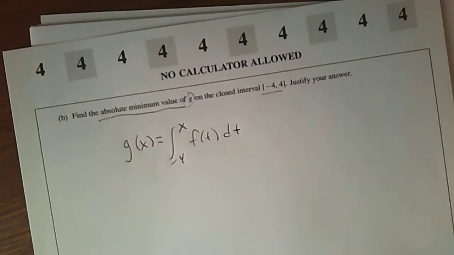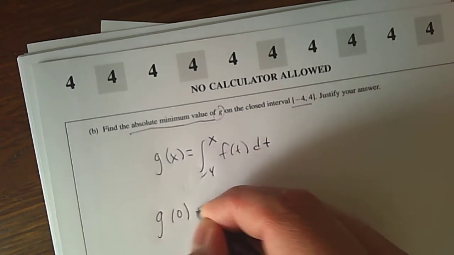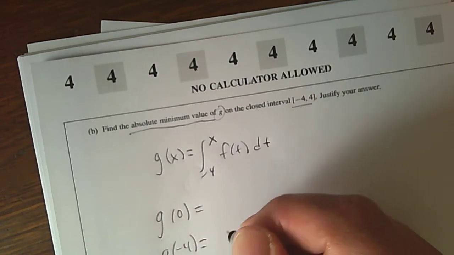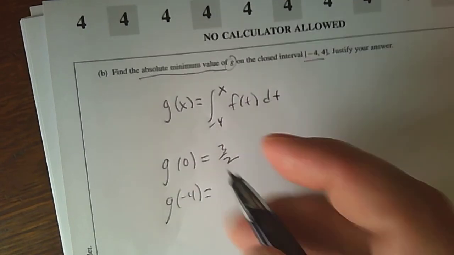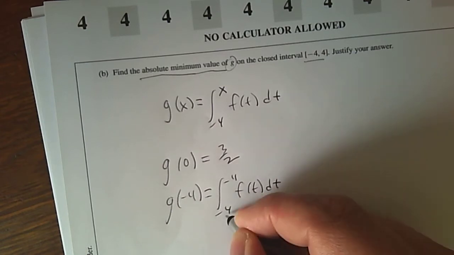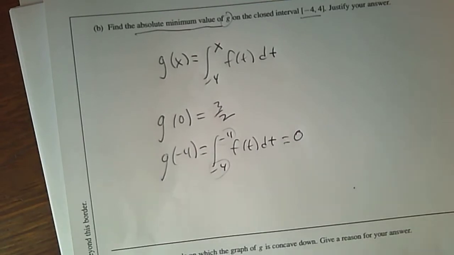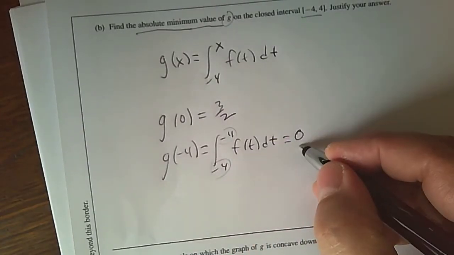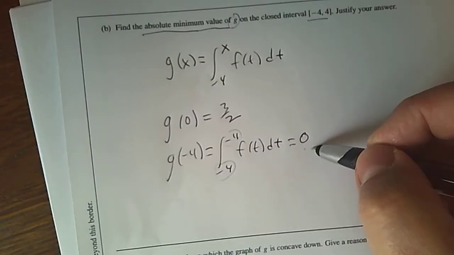So the two places we're going to look at is when g is at 0 and when g is at -4. Now g at 0 we answered at the very beginning, so we don't need to redo all that work. It's 3/2. At -4, what's the area from -4 to -4? So when the bounds match each other, that means the area is 0. So you're going from -4 to -4, so you're not finding the area between any bounds. It's the same bounds, so that area is 0. So it says find the absolute minimum on the closed interval and then justify your answer.